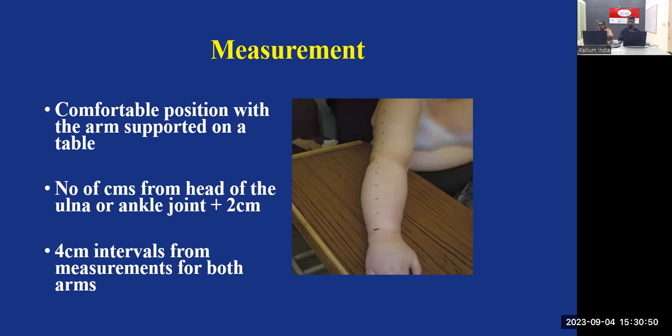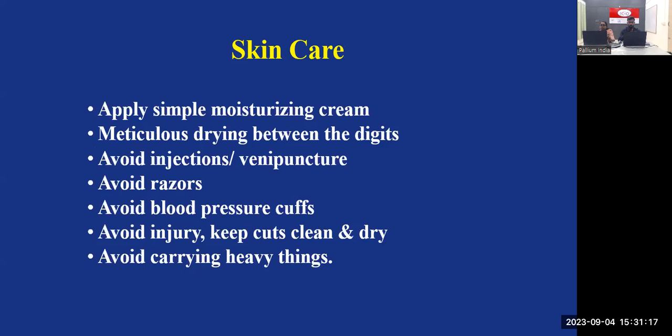For the upper limb, the head of the ulna plus 2 centimeters, then every 4 centimeters. You have to mark it first and then take a circumference. For the lower limb, from the ankle joint plus 2 centimeters, then every 4 centimeters. You have to mark it first, then take the circumference and document it well in the case sheet. Coming to the skin care.